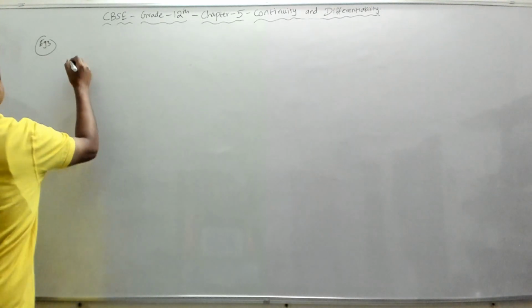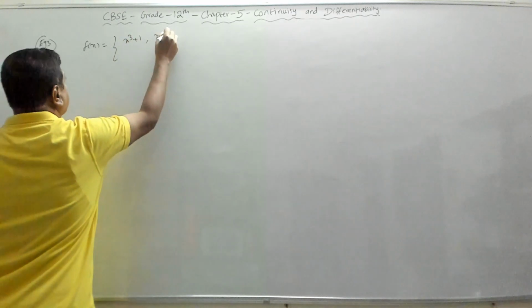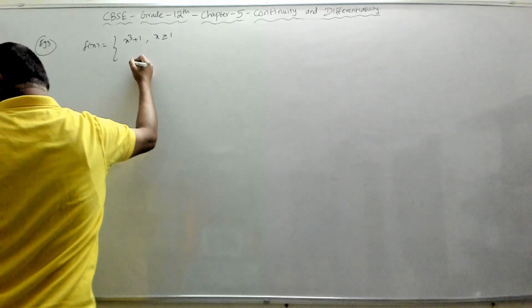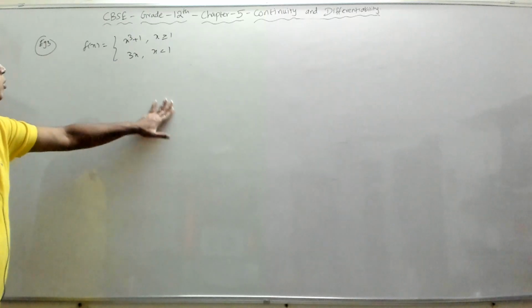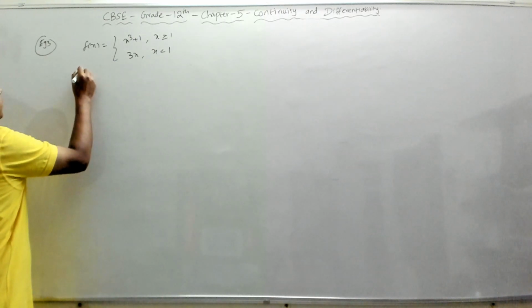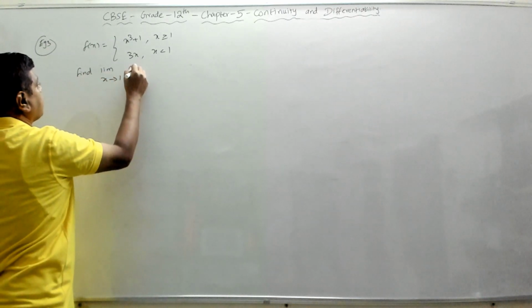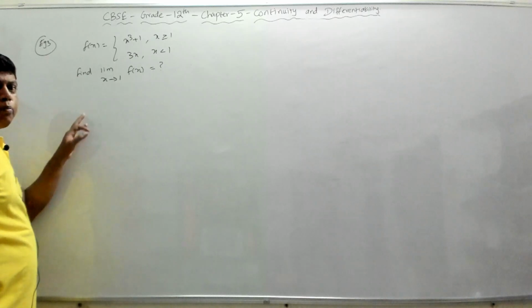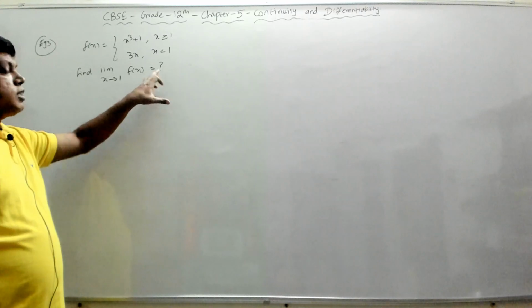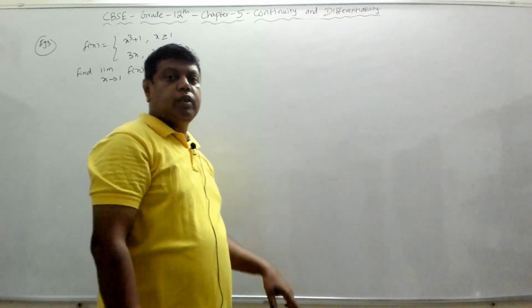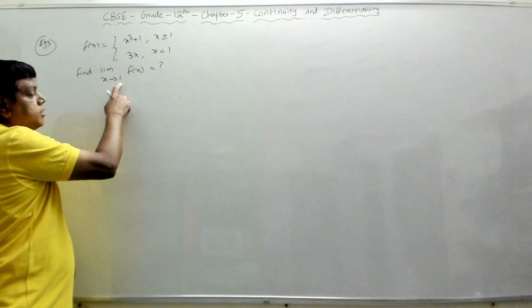Suppose f of x is defined as x cube plus 1 when x is greater than or equal to 1, and it is 3x when x is less than 1. Now this is the question, and what we have to find is the limit as x goes to 1 of f of x. We have to find the limit of the function f at the point x is equal to 1.